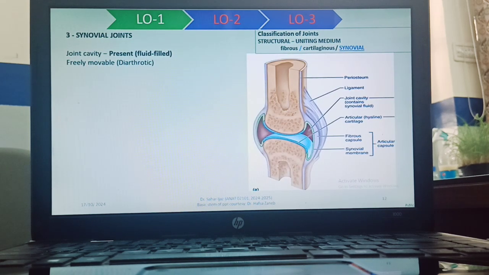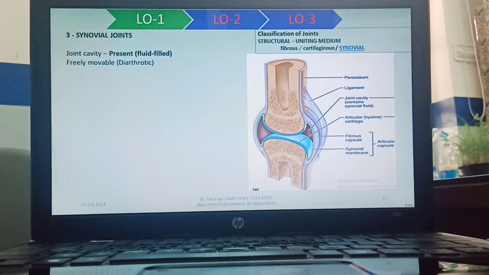The third class in the structural kind of joints, on the basis of the structure, would be where the uniting medium is not a connective tissue or cartilage. It is a space filled with synovial fluid. So there is a cavity, a joint cavity is present, which is fluid filled, and this is a kind of joint where movement is freely possible. That is the freely movable diarthrotic kind of joint.